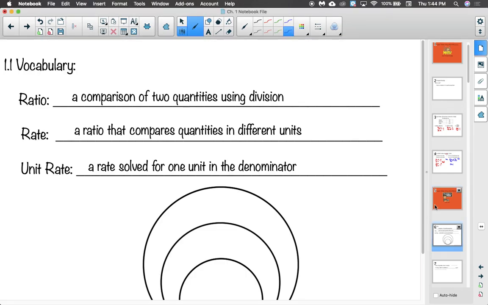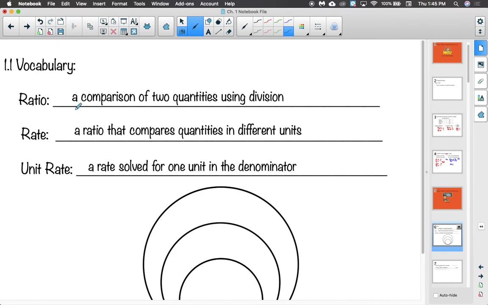Okay, so our vocab, we've got 3 words today, and I'm going to tell you right now, I recommend making flashcards and studying your vocab from day 1. This is a very vocab-heavy chapter, so please start studying now. That'll be very beneficial to you by the end of Chapter 1.